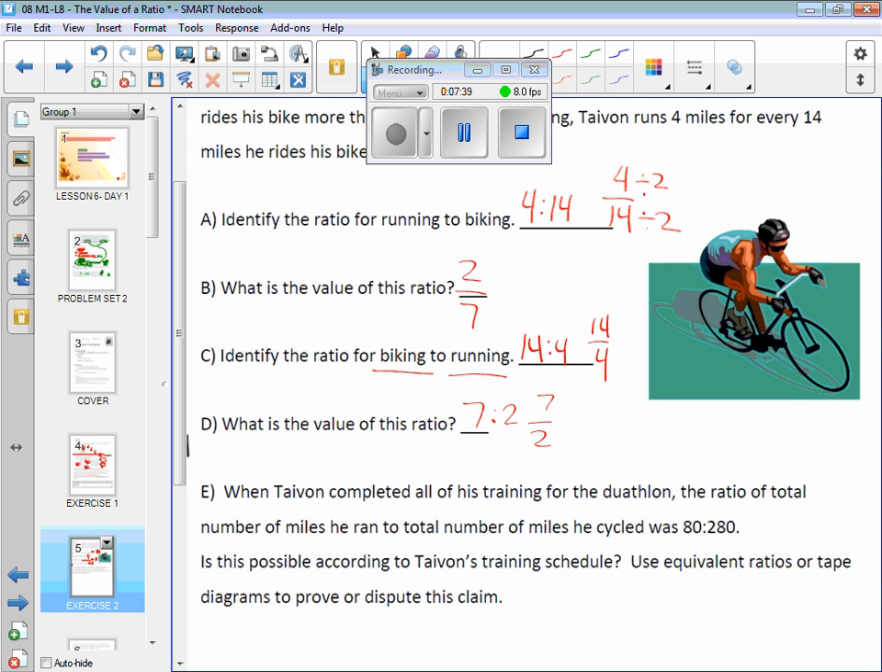Now let's see how we can use the value of the ratio to find equivalent ratios, or see if equivalent ratios are correct. Read E quietly to yourself, and then we'll come back here.